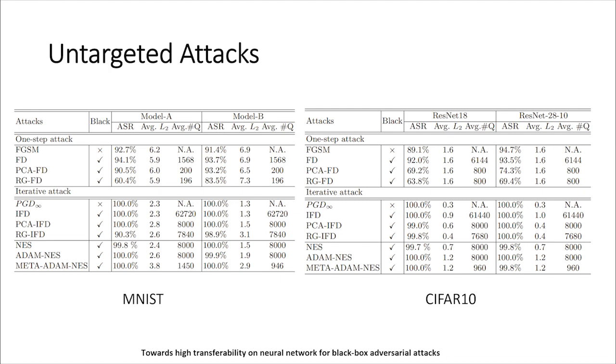According to the last 3 rows of data in the table, we can draw the following conclusions. The gradient estimation method using NES can achieve relatively high ASR with low query cost. The success rates of the 2 models on CIFAR-10 are 99.7% and 99.8%, which are only 0.3% and 0.2% lower than those of FD. But the query numbers of NES are only 1/5 of FD.